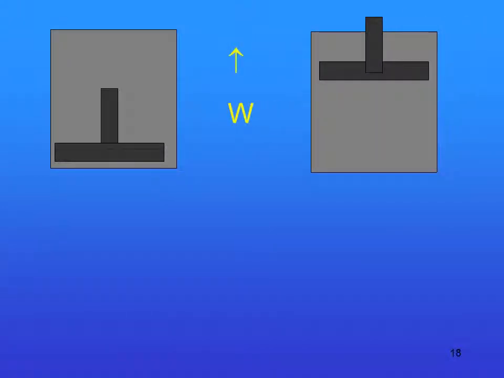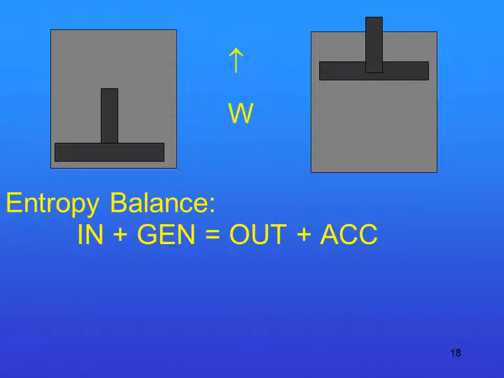Here's our system. We're taking work out as the piston expands, as the piston goes up. Entropy balance: in plus generated equals out plus accumulated. Now there is an accumulation, as you can see, because this is not a steady state process. It starts at state 1, state 2. The system properties have changed as the piston goes to a higher level.